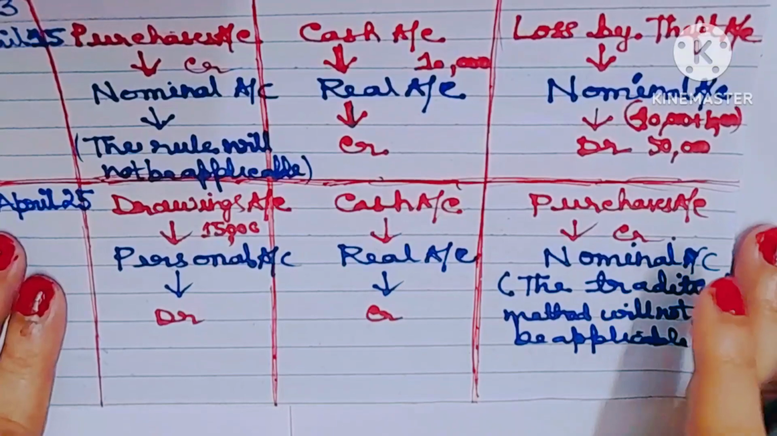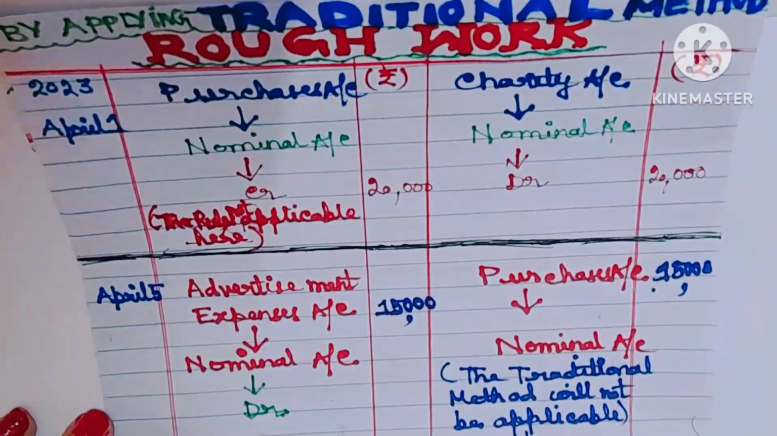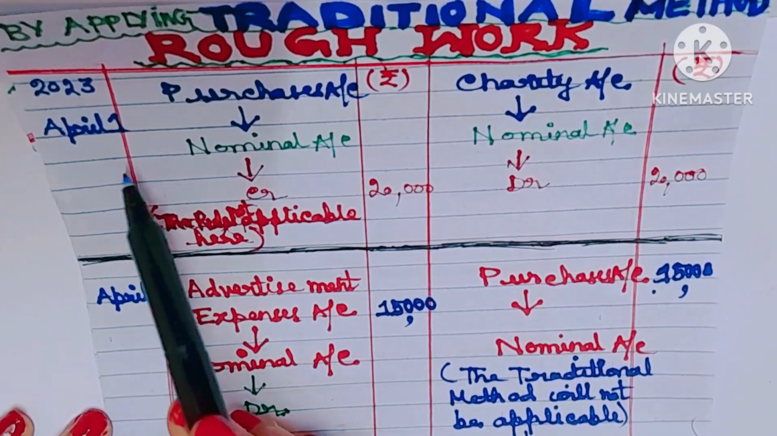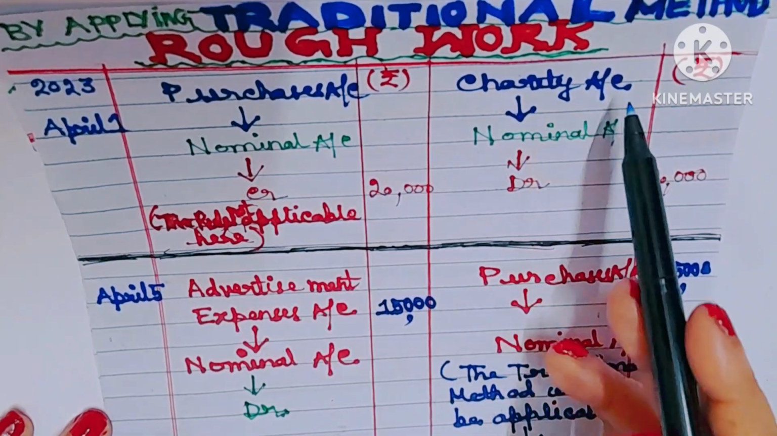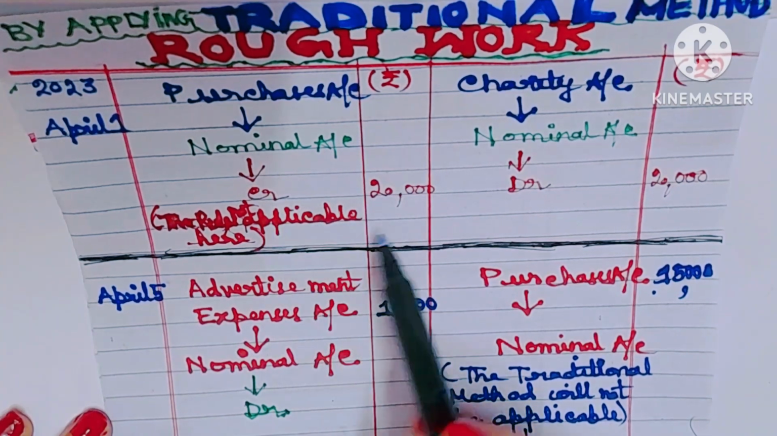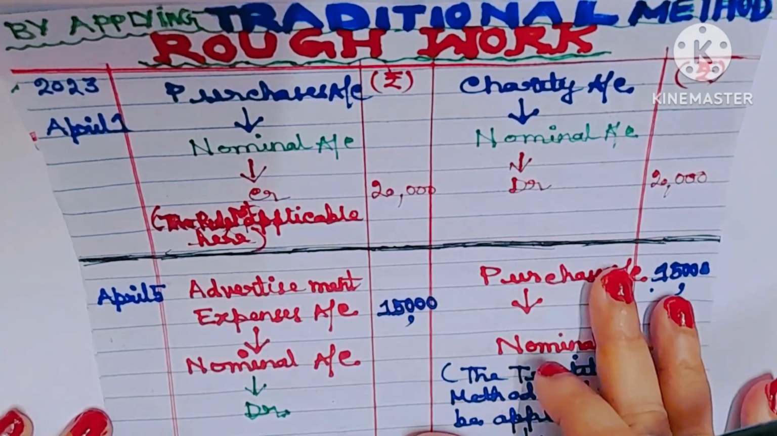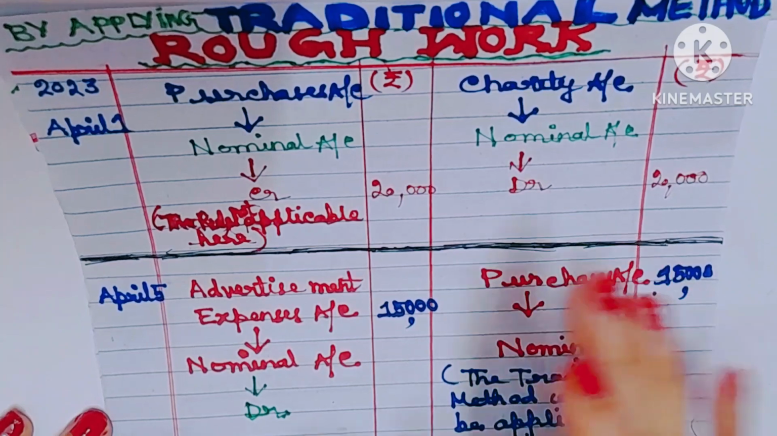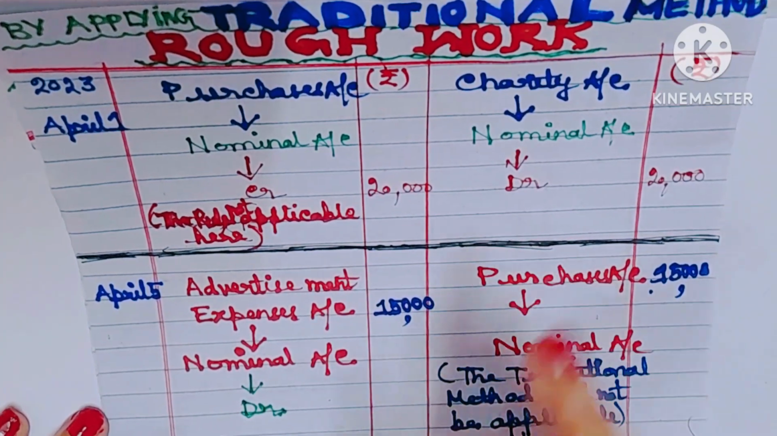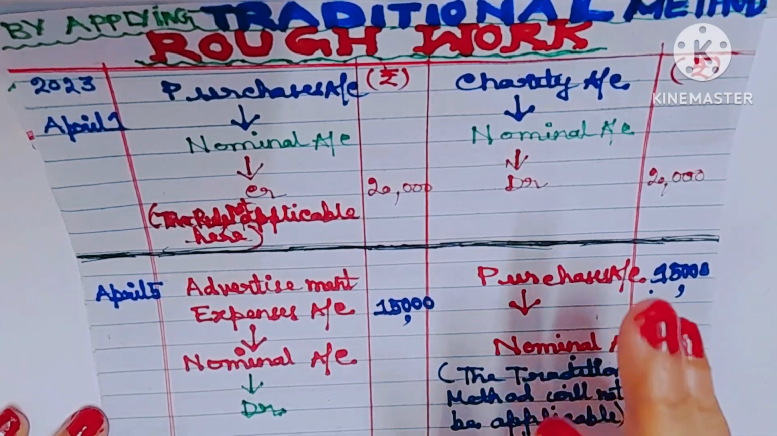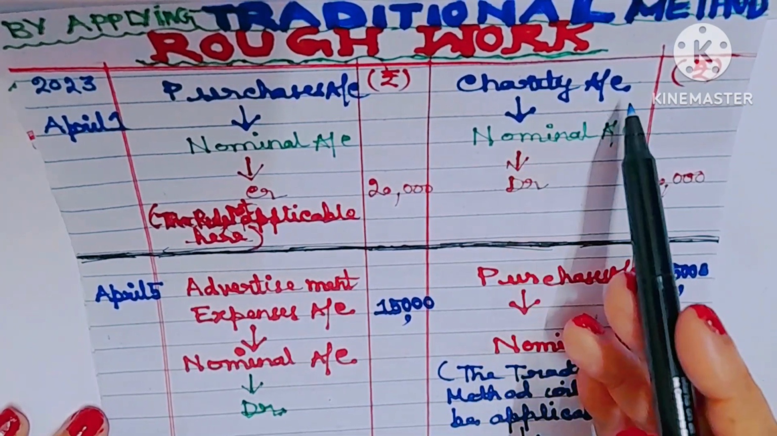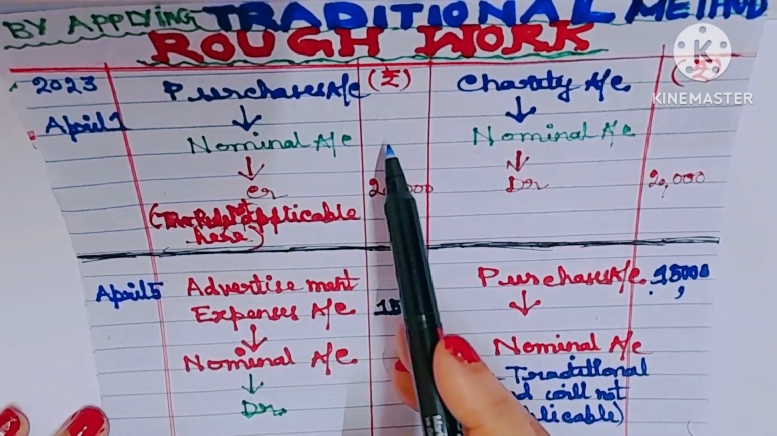Now let me write in fair. See the first transaction, 2023, 1st April, rough work. Charity account debit 20,000, purchases account credit 20,000. So we'll write. We are just copying it. I have already done it in rough work just to make you understand. Please remember you have to do it in fair. I'm now just copying it in fair. So charity account debit to purchases account rupees 20,000.